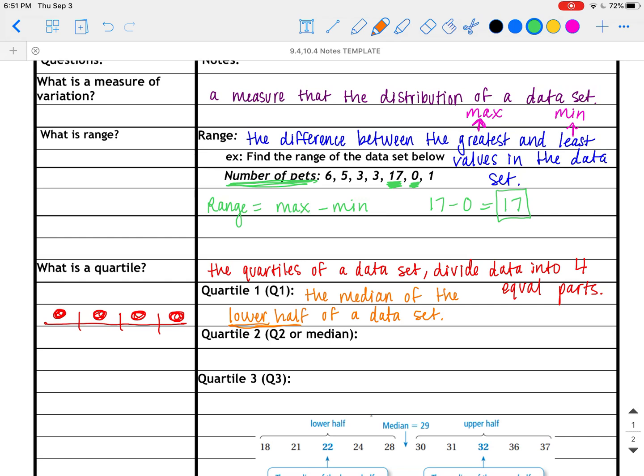So that's the median of the lower half of the data set, that's the big idea here. Our next quartile, quartile 2, we've already talked about and already know how to find, and that's the median of a data set. So our median is also known as quartile 2.